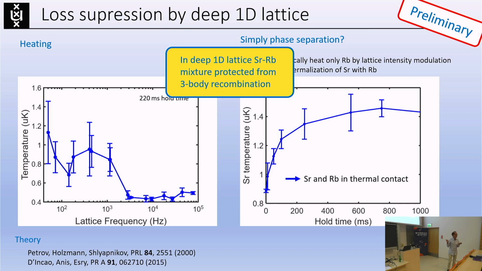This is a key message of my talk here, yeah? In a deep 1D lattice, strontium and rubidium mixtures are protected from three-body recombination. And that's great now as a starting point. We don't even have to bother putting the other two lattice schemes in. Let's go with that already.